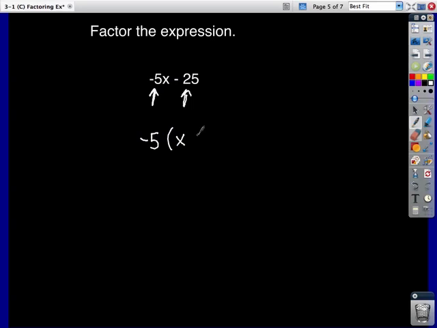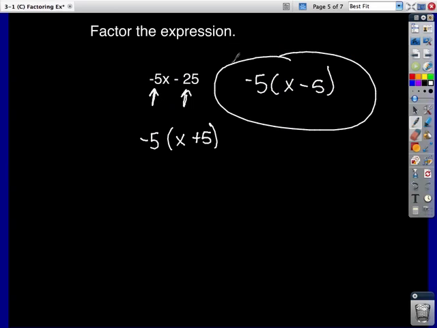If I pull -5 out, what would I have to multiply -5 by to get -5x? I'd have to multiply by x. But here's a tricky part. What would I need to multiply -5 by to get -25? A +5. Many of us would be tempted to write this instead. But unfortunately, what I just wrote here in circle does not equal what we started with. If I distribute this -5 out to both terms, I get -5x plus 25. And that's not -5x minus 25.